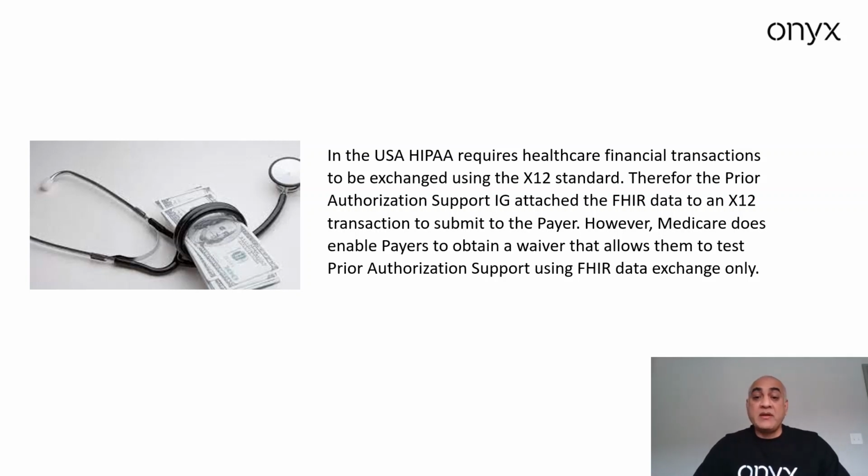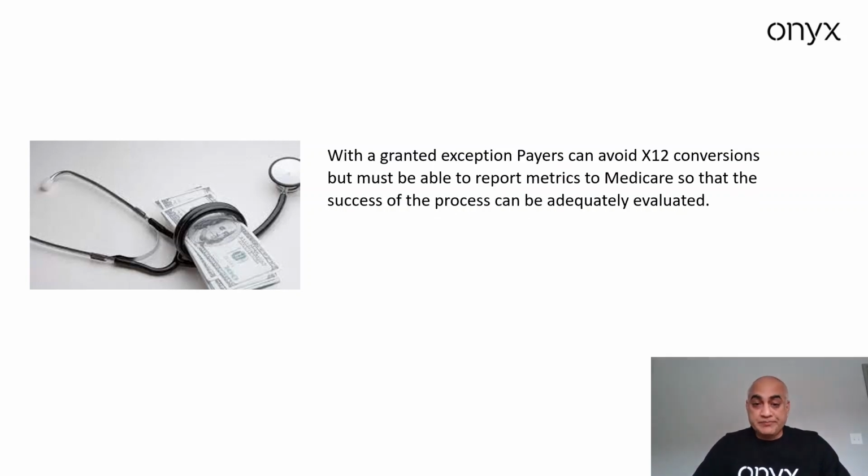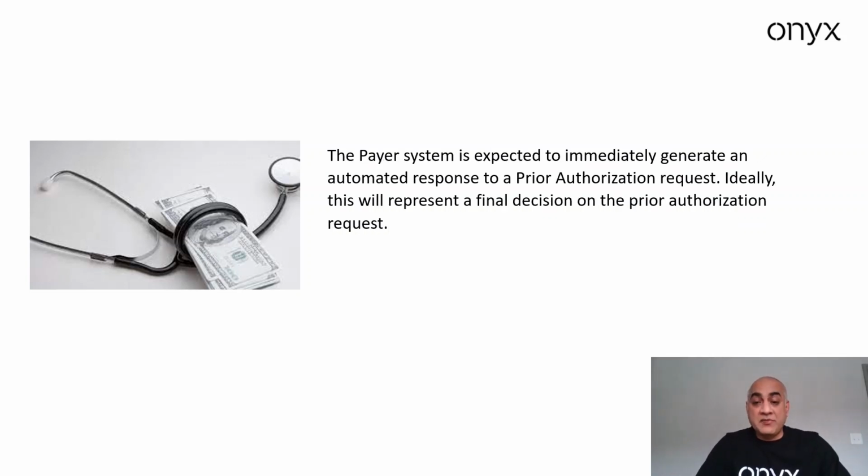However, Medicare does enable payers to obtain a waiver, meaning the payers can go ahead and say, we are equipped to handle the FHIR transactions, so we do not need the transactions to come to us in an X12 format. But there is a caveat attached to it. In order for the payers to obtain that waiver, they have to prove to Medicare that they are equipped and their success rate in handling these FHIR transactions is equivalent to or better than receiving the X12 transactions. And that needs to be submitted as proof for the waiver to be obtained by the payers.